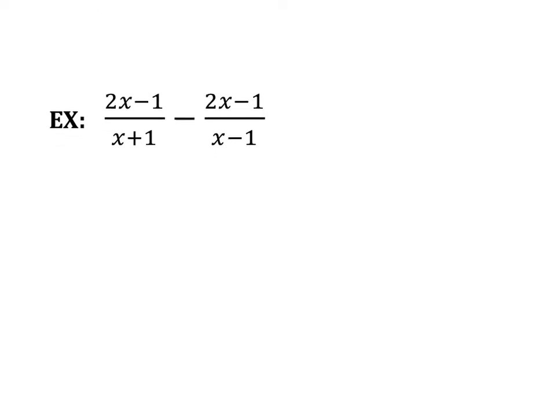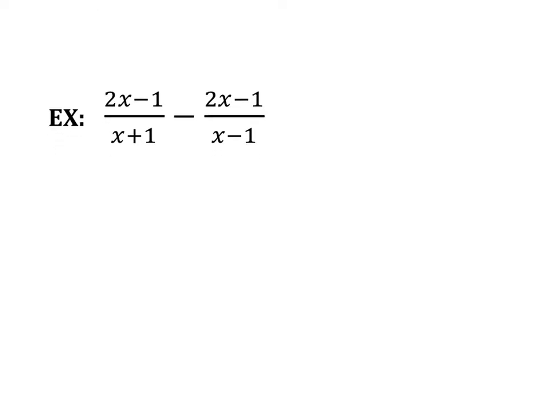All right, so now we take a look at our denominators, right? We have x plus 1, we have x minus 1. Those are not the same. There's no way I could factor out a negative like the previous example. So again, first thing we need to do is figure out what the common denominator is.